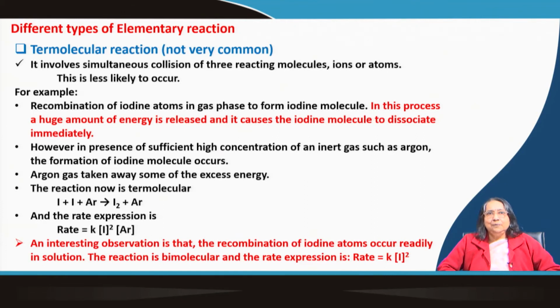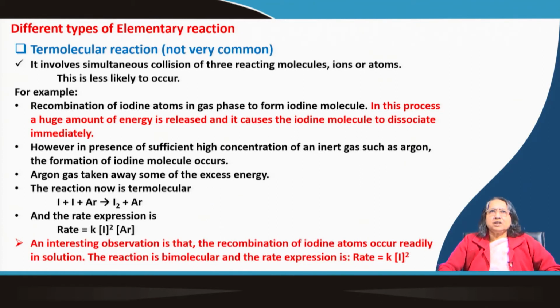That is also a gas phase reaction, but when it gives iodine, a huge amount of energy is released and it causes the iodine molecule to dissociate immediately. That means the reaction will not occur. I plus I giving I2 is theoretically possible, but it will not occur because once it is formed, it releases a huge amount of energy and that energy will cause them to fly apart.